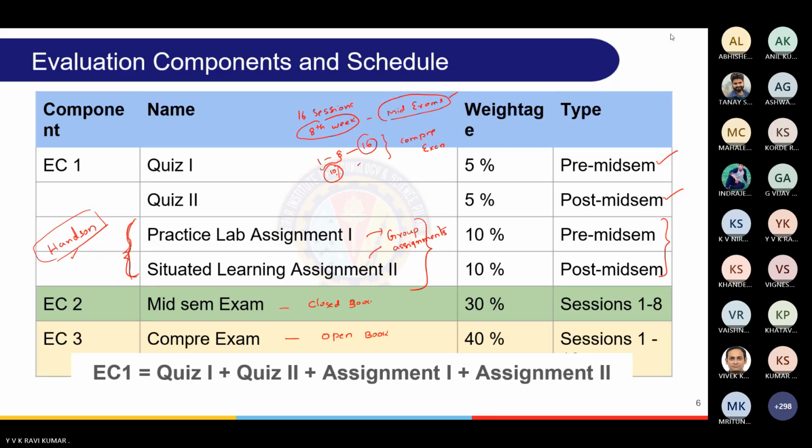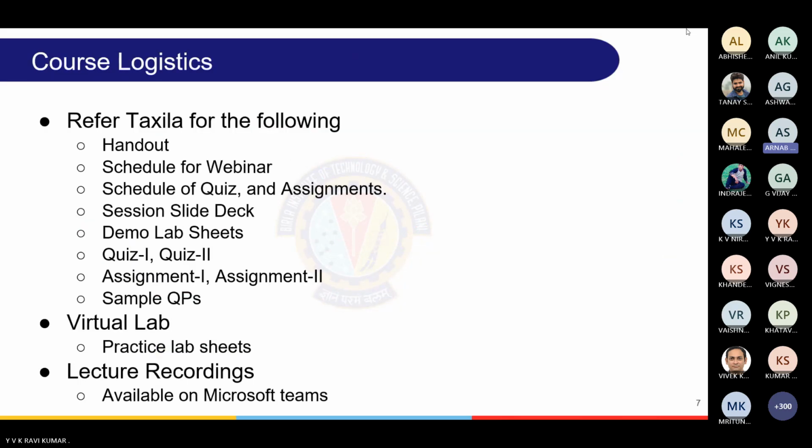Sorry to interrupt. In our previous session, it was mentioned that Xerox will not be allowed. But just one question: do you refer to two books, one textbook and another reference book? Is it that only the textbook will be allowed, or the reference book also? Anything mentioned in the handout is allowed. Okay.